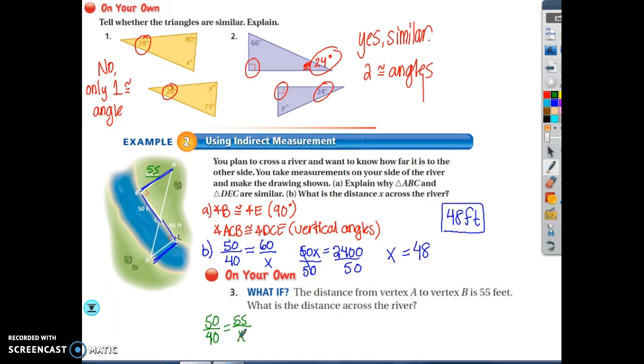From here, I'll solve by making the numerators the same. So first, I'll go ahead and reduce. I get 5 over 4 is equal to 55 over x. To make the numerators the same, I'll just multiply by 11. I get 55 over 44 is equal to 55 over x, which tells me since the numerators are the same, the denominators must also be the same. Therefore, x must equal 44, and the distance across the river is 44 feet.